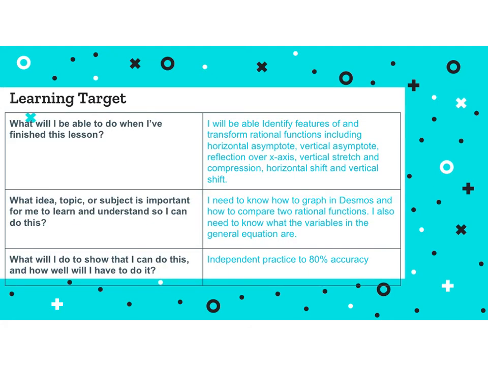The learning target for this lesson is I will be able to identify features of and transform rational functions, including horizontal asymptote, vertical asymptote, reflection over the x-axis, vertical stretch and compression, horizontal shift, and vertical shift. I need to know how to graph in Desmos and how to compare two rational functions. I also need to know what the variables in the general equation are. I will show that I can do this through independent practice to 80% accuracy.